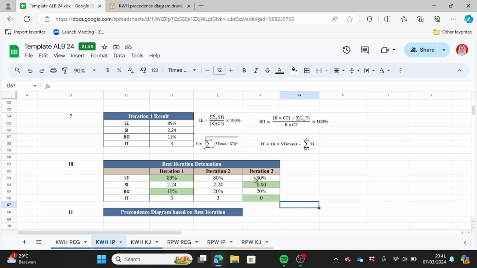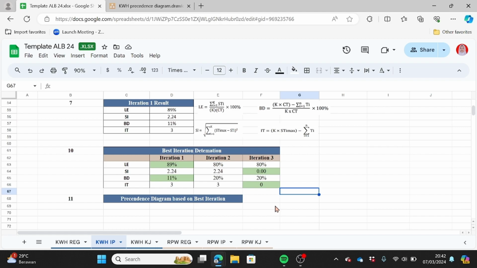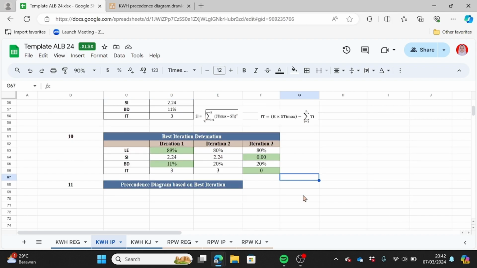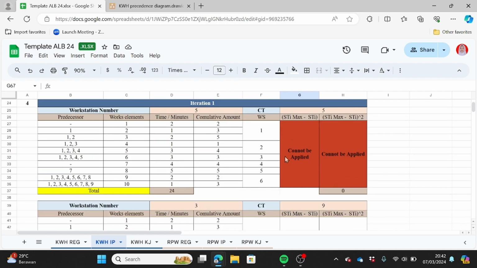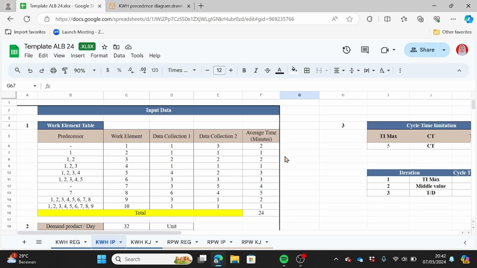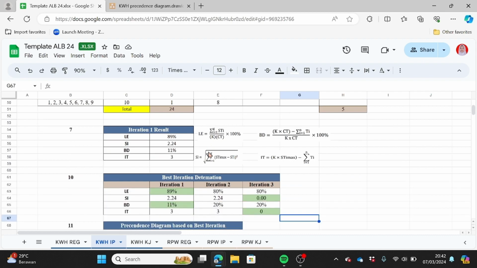Why is it only 80%? Because the already specified cycle time does not correspond to the max time of each workstation. If we change the cycle time to 12 minutes, then we get a 100% line efficiency value. Okay, then we get iteration 3 is the best iteration for the assembly line. For the last step, we make a precedence diagram based on the best iteration. We need the data of the predecessor, the working elements, to make the diagram and its relation.